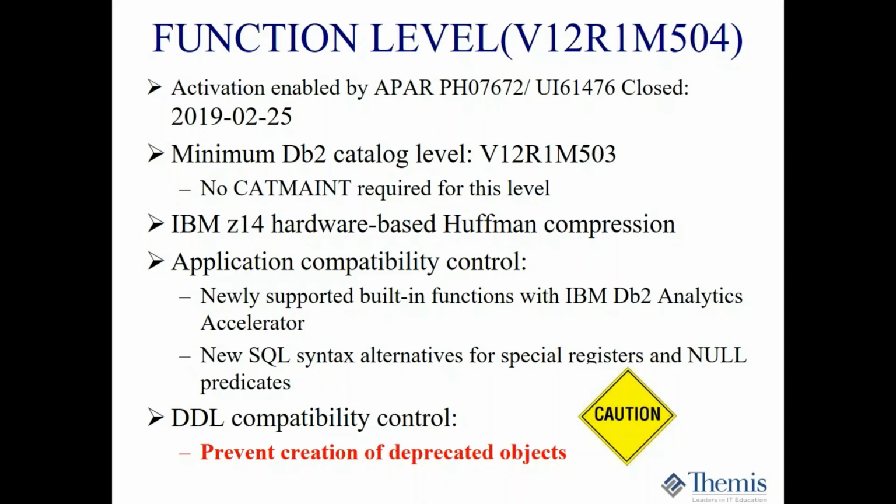Now, two major areas that were introduced. One was the hardware-based Z14 Huffman compression. If you chose to use that, that means there is a hardware prereq there. The other one for application compatibility, as they have newly supported built-in functions for the analytics accelerator. Well, there's three areas. Now, these new analytic accelerator functions are passed directly to the accelerator. Local DB2 doesn't try to execute them. They're automatically passed through. It just checks to make sure the data types are compatible for the function and then ships it over to the accelerator.